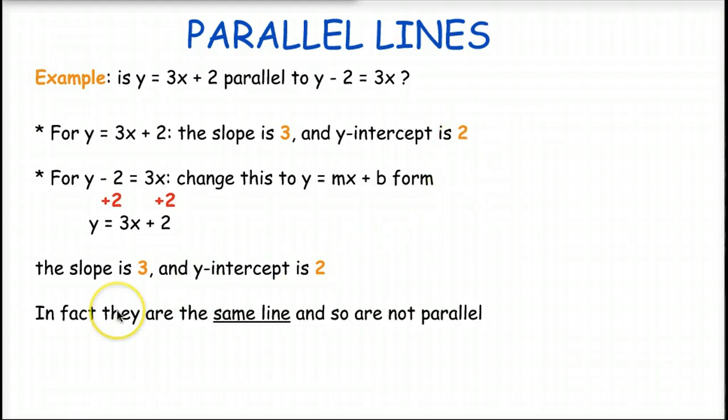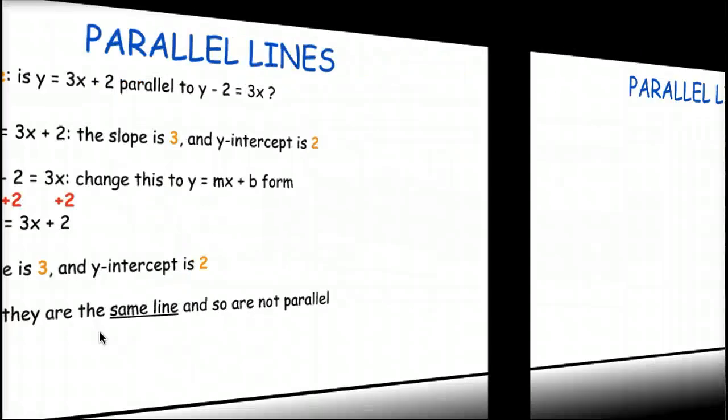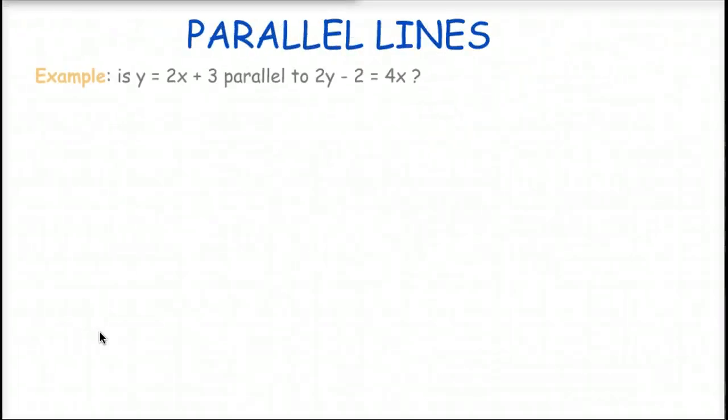So in fact, these two lines are actually the same line, so they're not parallel, they're the same line. So be careful about that. If the slopes are the same and the y-intercepts are the same, it's actually the same line. Let's try one more example.